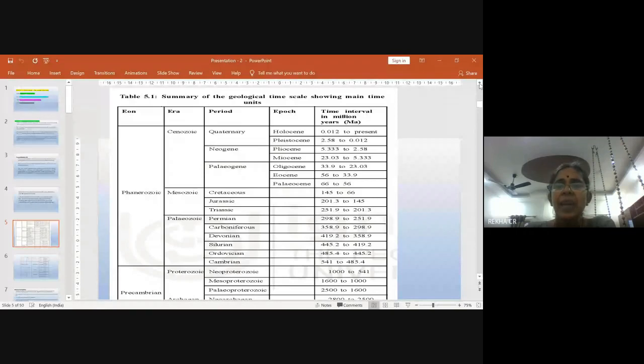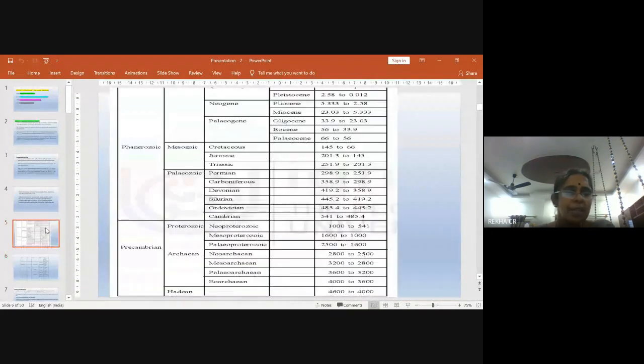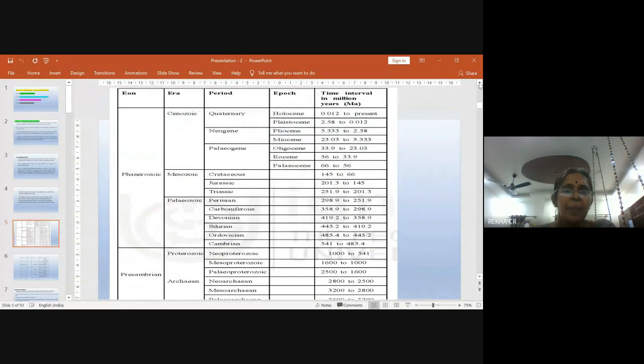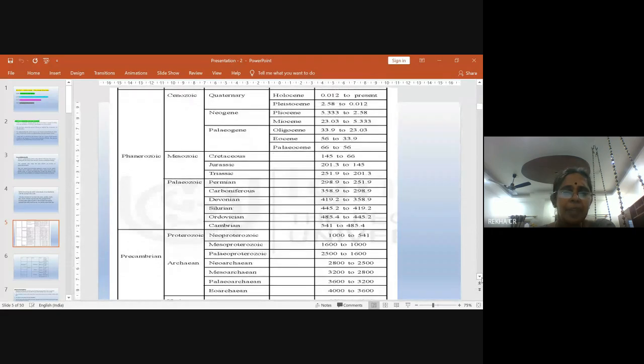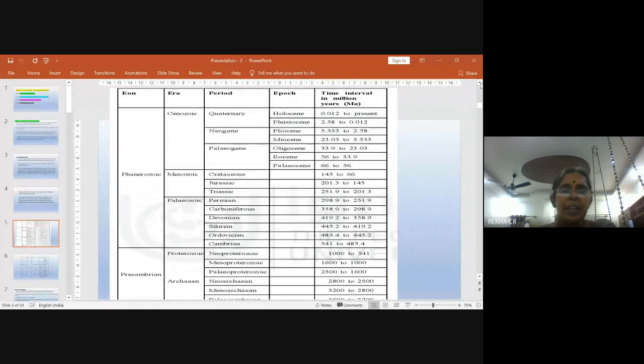There are two eons here: Phanerozoic and Precambrian. The Phanerozoic is divided into three eras: Cenozoic, Mesozoic, and Paleozoic. Similarly, the Precambrian is divided into three: Proterozoic, Archean, and Hadean. And each era is further divided into periods.